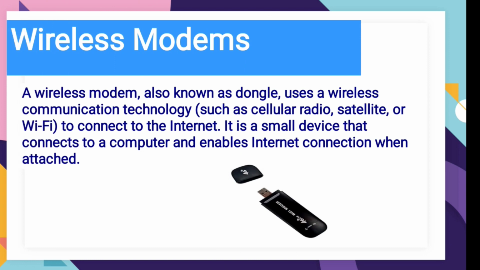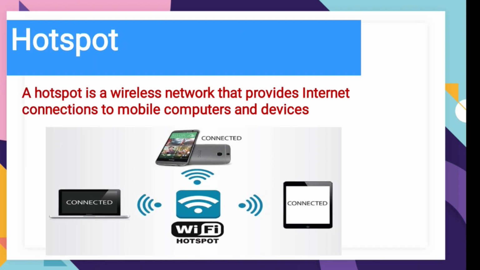My dear students, next is wireless modems. Wireless modems, also known as dongles, use wireless communication technology such as cellular radio, satellite or Wi-Fi to connect to the internet. It is a small device that connects to a computer and enables internet connection when attached. Then hotspot. A hotspot is a wireless network that provides internet connection to mobile computers and devices.